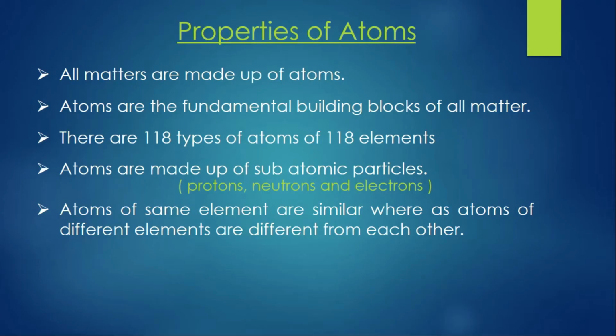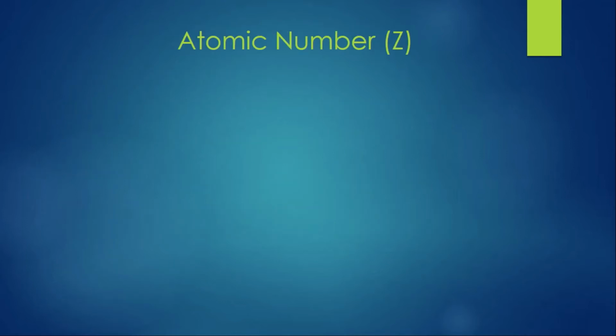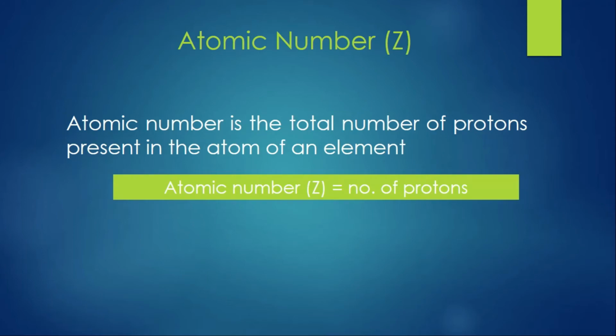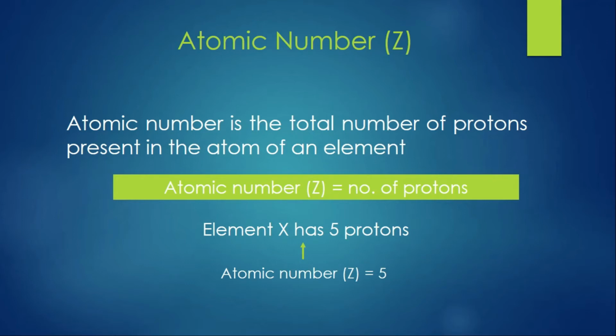Now there are two more special properties of an atom which are in a way directly responsible for all the different characteristics of an element. And the properties are the atomic number and the atomic mass. The atomic number here, which is also represented as capital letter Z, is basically the total number of protons present in the atom of an element. So if I say that suppose an element X has 5 protons in its atom, it means that the atomic number of this element X is 5.